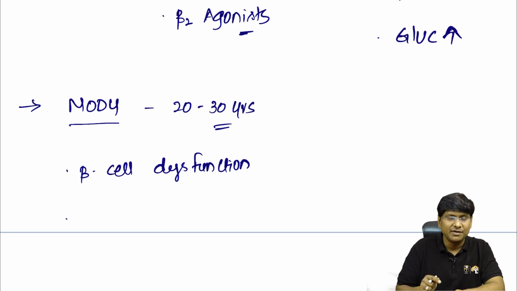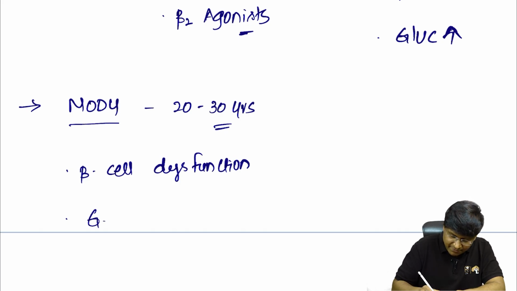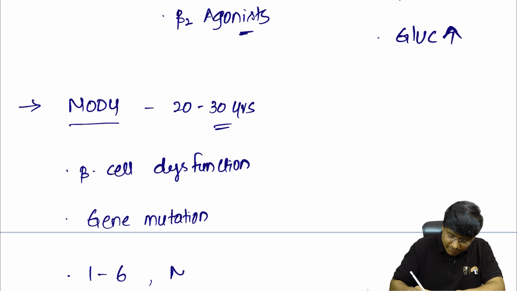And this particular MODY, where there is beta cell dysfunction, is mainly because of gene mutation. And this MODY has various forms. We have MODY 1 to 6. So out of which you take MODY 3.